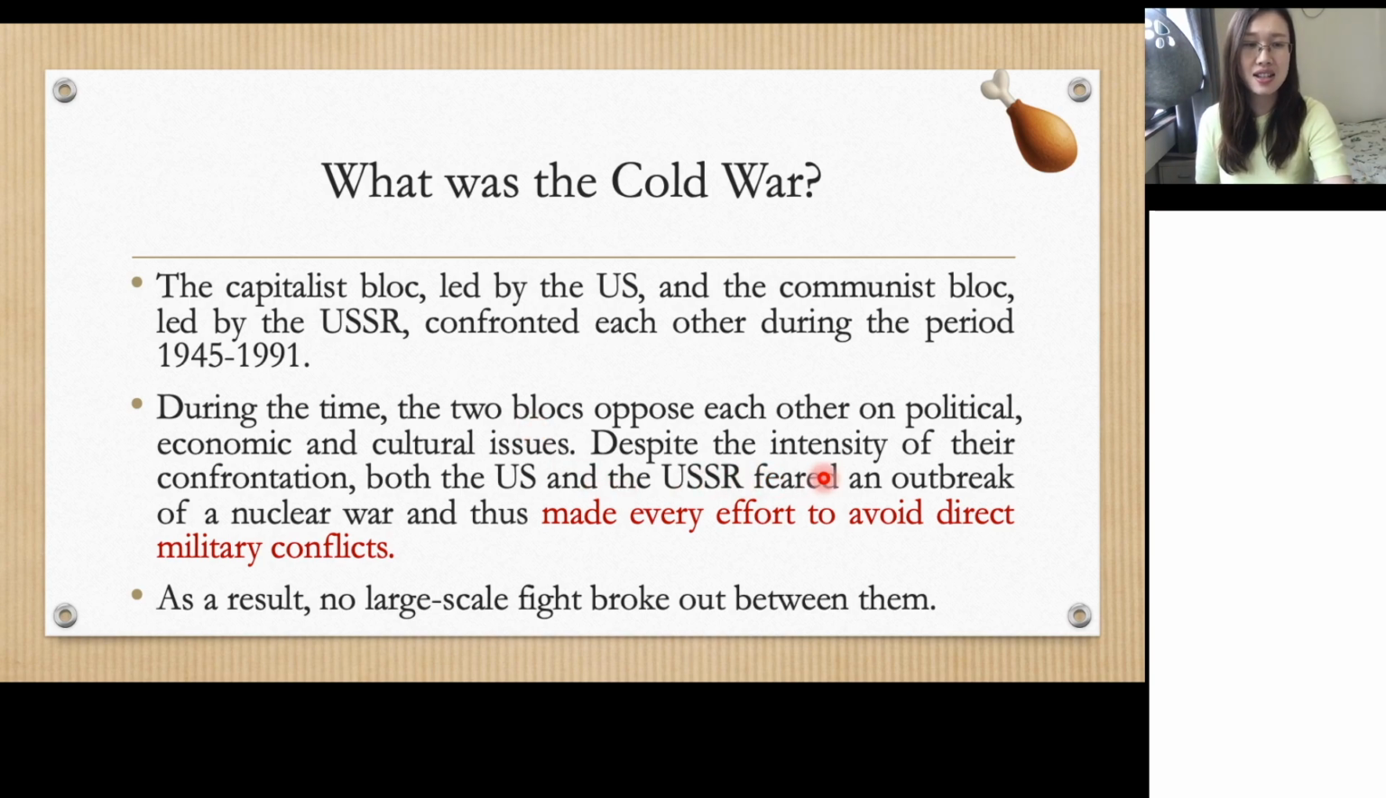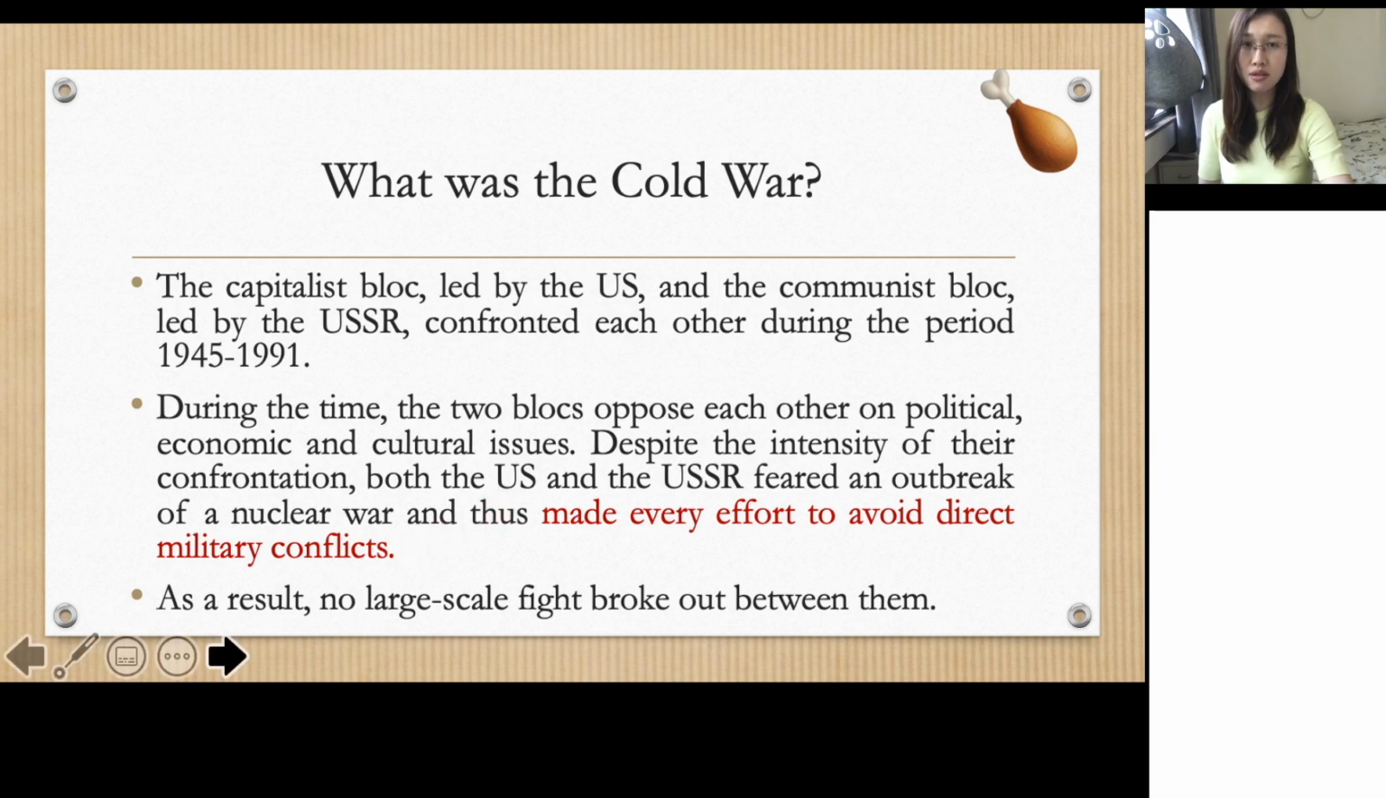Despite the intensity of their confrontation, both the US and the USSR feared an outbreak of a nuclear war, what we called MAD, right? The MAD, the mutual assured destruction, right? And thus made every effort to avoid this kind of direct military conflict.